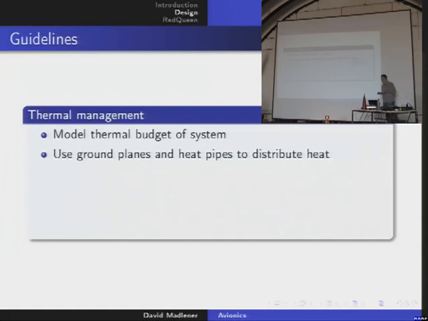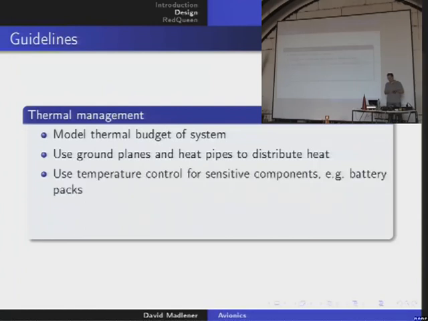So a good idea is to always use ground planes on your boards and heat pipes to distribute the heat. You can just take a copper wire and solder it to one point and then lead it to another point just to transport the heat, because this will transport heat effectively, as air did before. So use temperature control, as I said: put a sensor on everything that is somehow sensitive to temperature variations. I cannot say this enough, because there were a lot of failures due to not looking at what is happening to avionics in space, in vacuum.